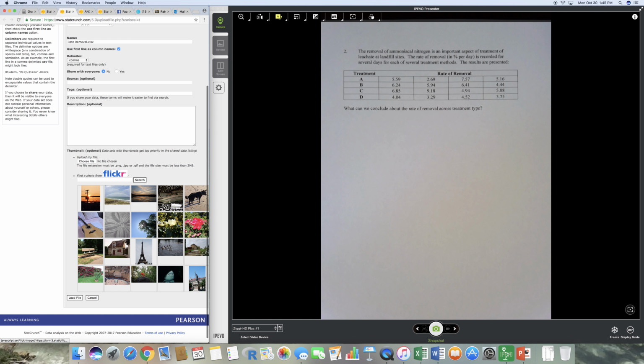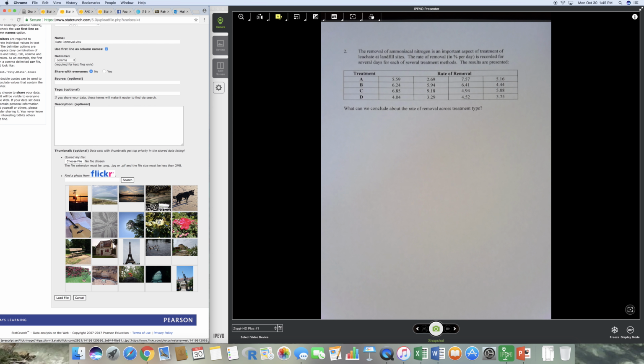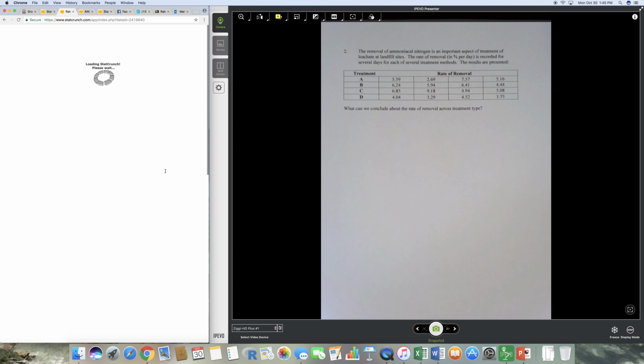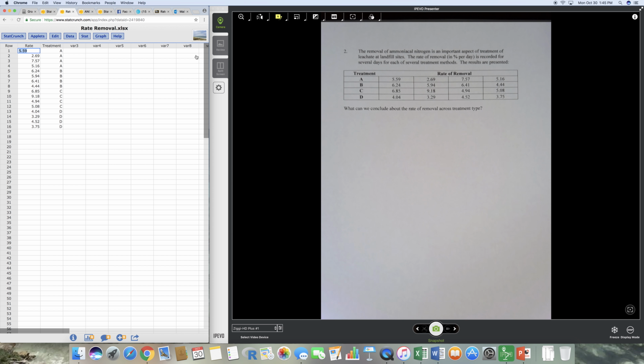Let's choose a picture. This could be interesting. Where would I like to be right now? I would like to be on the beach, scuba diving. Let's choose that. All right, load file. Oh, okay. So we have a picture up there that is completely meaningless.